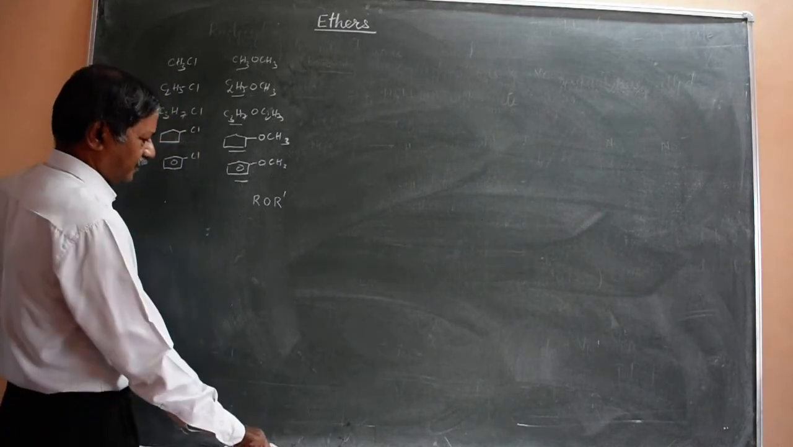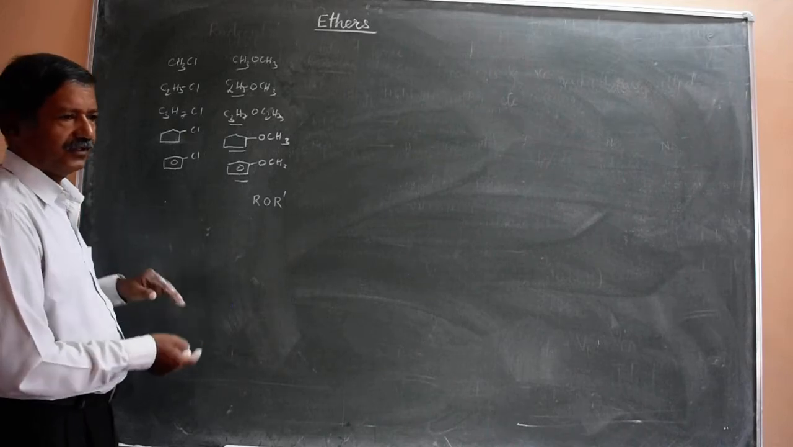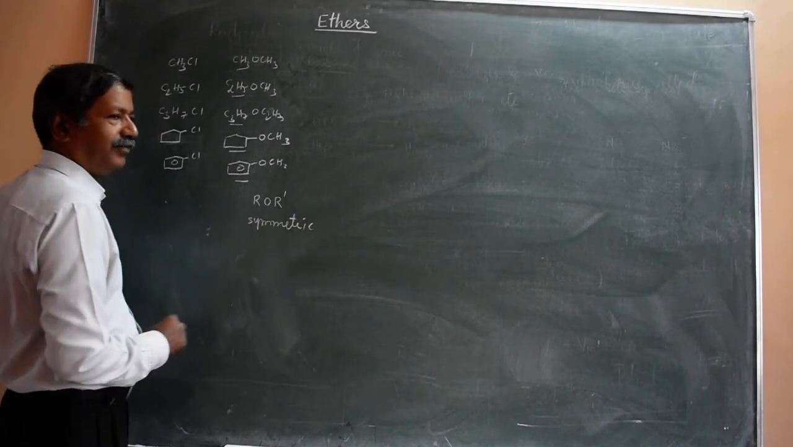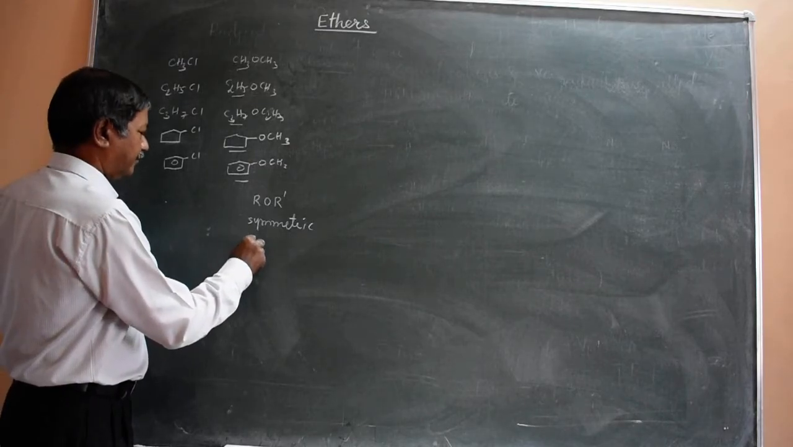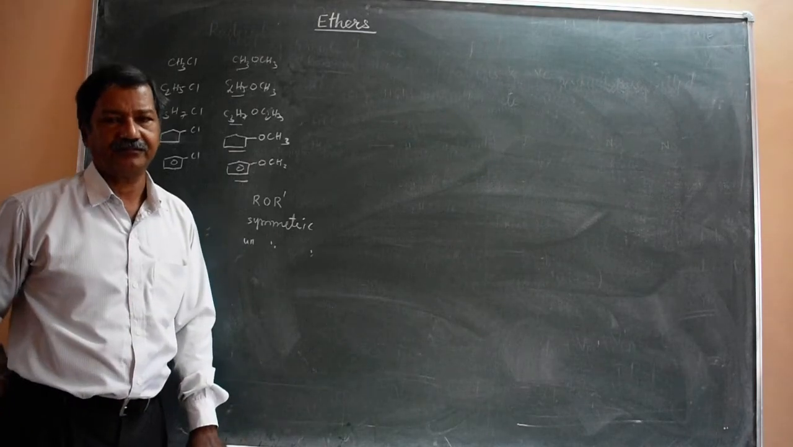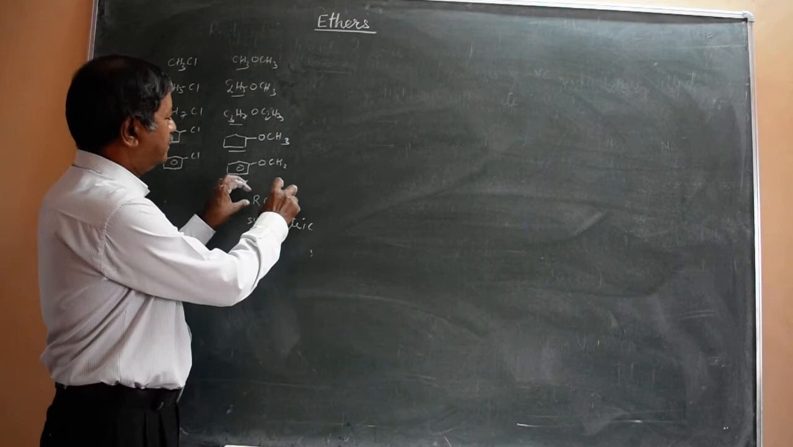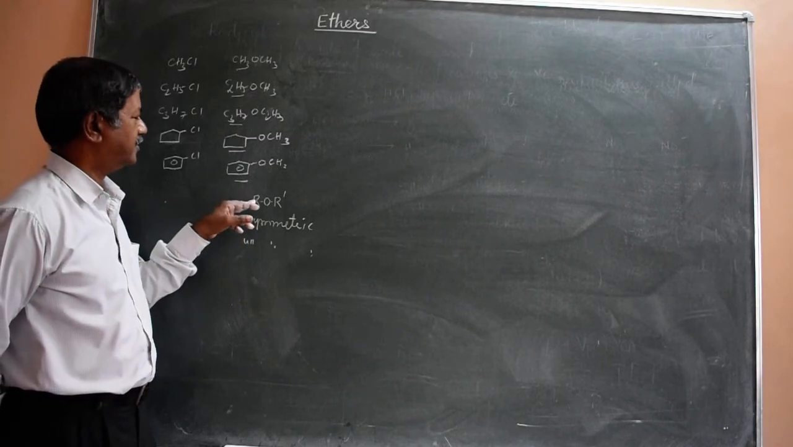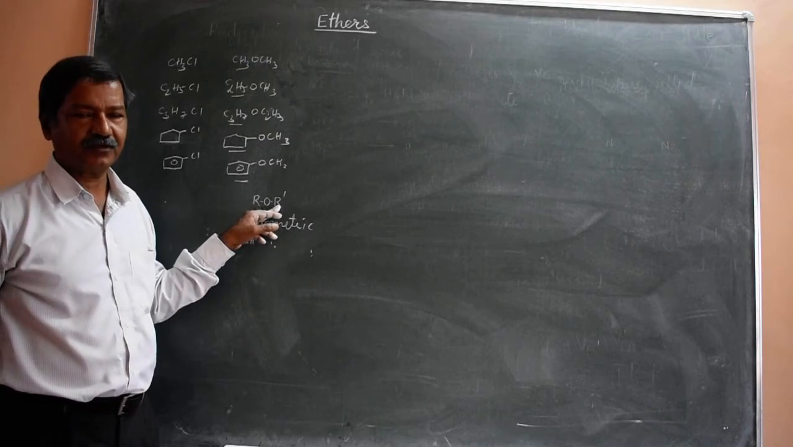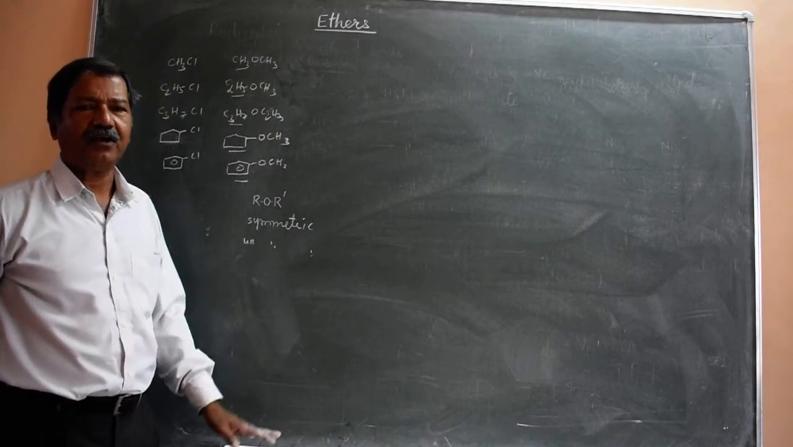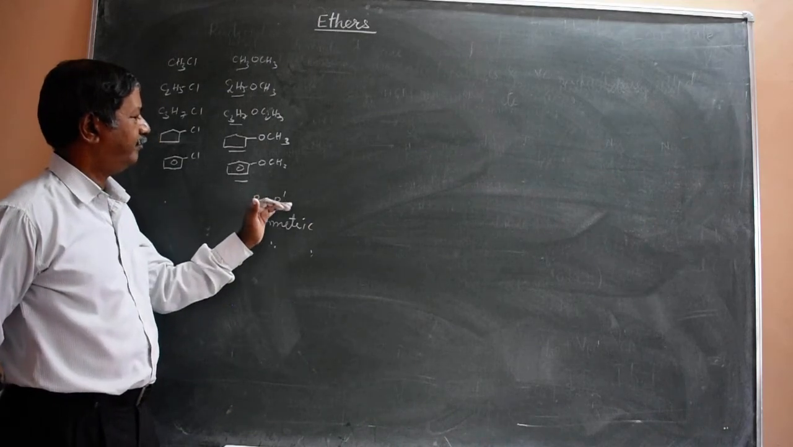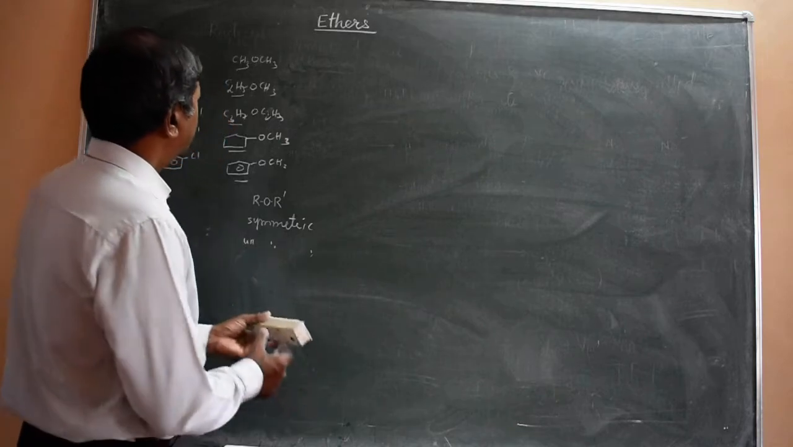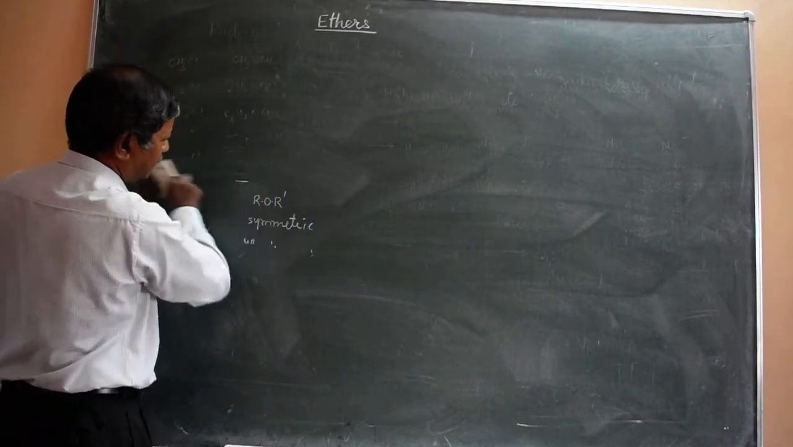Well, after this, about the classification of ethers. We are classifying ethers into two categories. One is symmetric ether or simple ether. Another is unsymmetric ether or mixed ether. Symmetric ether means if identical groups are attached to oxygen, then they are called symmetric ether. For example, R is CH3, R' is also CH3. So unsymmetric or mixed ether: if two different groups are attached to oxygen, then they are called unsymmetric ether. So let us discuss classification and nomenclature of ethers.